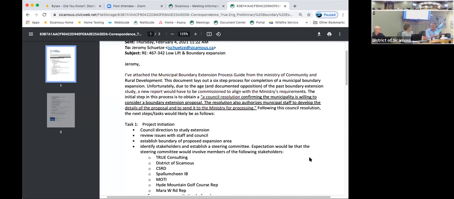You can do that tonight if you feel comfortable. It's non-binding. Remember, you're asking for an exploration. You're not approving it because you can't approve it, as I stated earlier. Are you comfortable making a resolution saying you want to explore it? Based on this, there seems to be an appetite for the District of Sicamous to explore it. It's a decision council can make. Again, it's non-binding. At any time, you can suspend the exploration if you feel the need to do so, or to continue it.